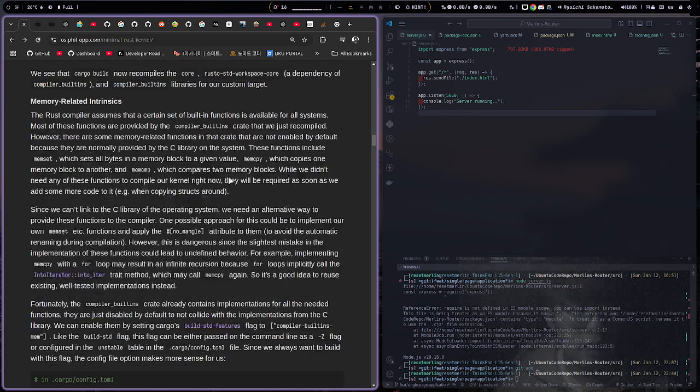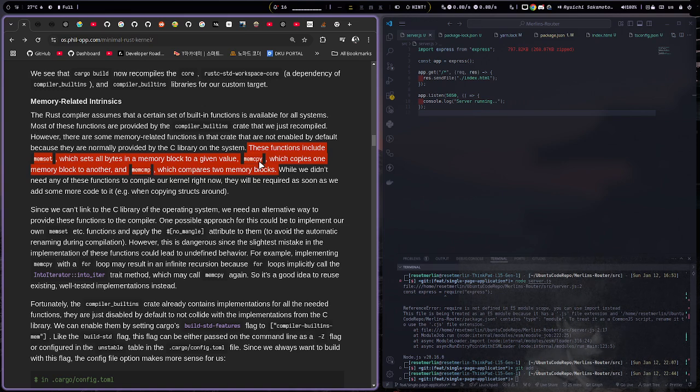The thing I found really hard to understand is this sentence: these functions include memset, which sets bytes in a memory block to a given value, and so on. The reason I wasn't understanding is because memcmp and memcpy were really abstract to me. It was new vocab, new words, so I was not able to understand. But the thing you have to know is that this is just a function, just a C language function.